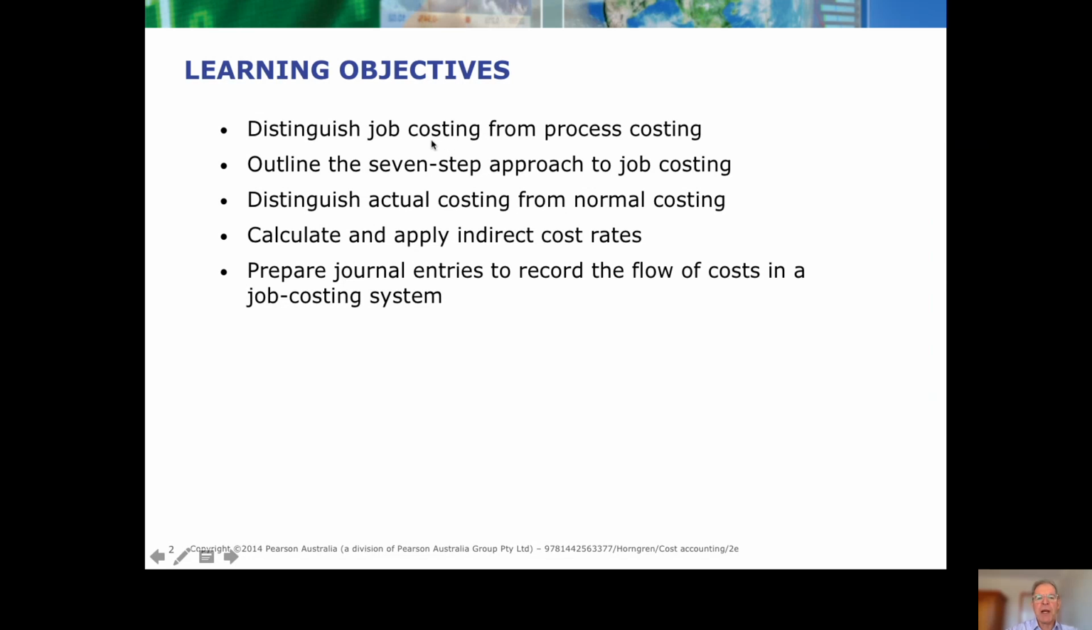On a very, very small scale, when you go to Mr. Minute at one of the shopping centres and get some keys cut, it's a job costing system, materials and labour charged to you, the client. Very, very simple, but it's still job costing.